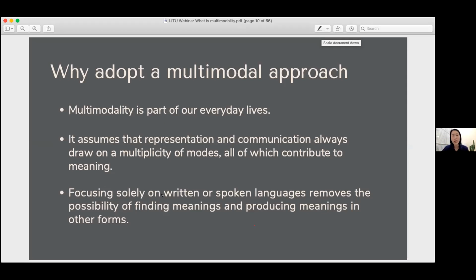So if we only focus on written or spoken languages, it removes the possibility of finding and producing meanings in other forms, right? I understand that, because this is why I talk about this for EFL teachers. We have a feeling that we teach language, so we have to put language first, either written or spoken. And that is true, but there are some ways that you can throw in an understanding of other modes of communication as well. But I just want you to adopt the idea that multimodality is everywhere and it is a part of our lives.